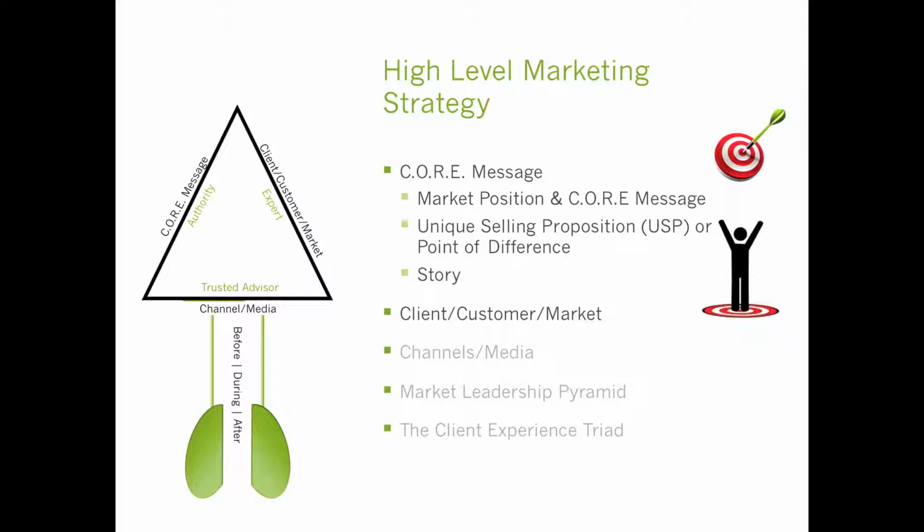Areas of the dart that we won't be going through in this video, but important to point out, are the channels and media, which is the bottom section of the dart head. Also, we won't be covering off the market leadership pyramid or the client experience triad. We'll be going through those in later videos as we're gearing up and getting close to implementing those things.